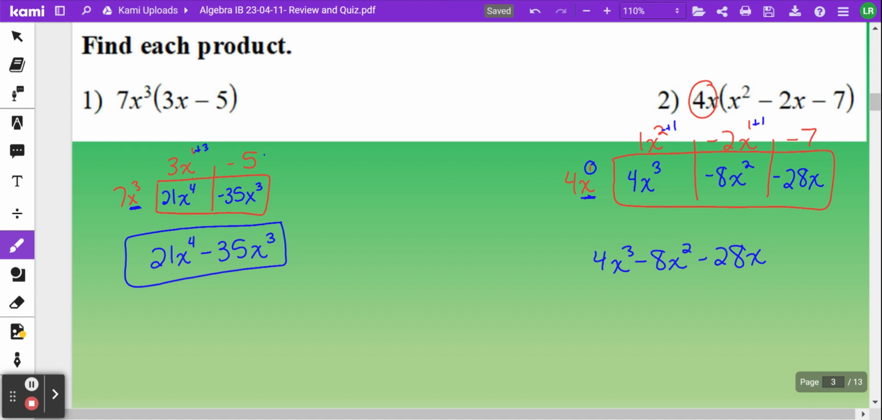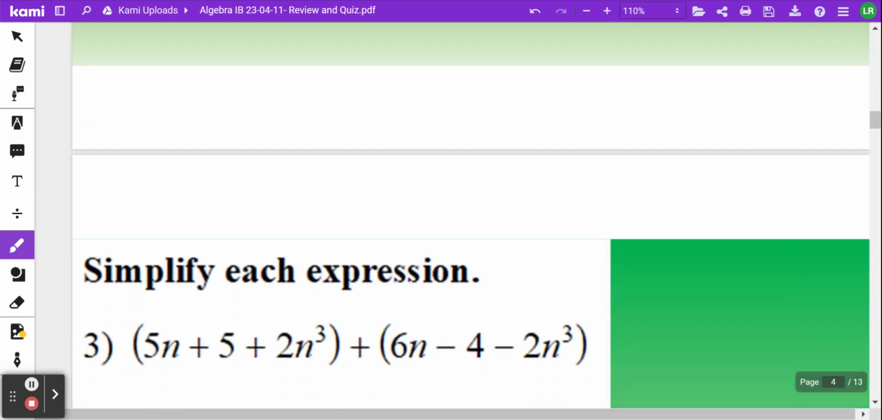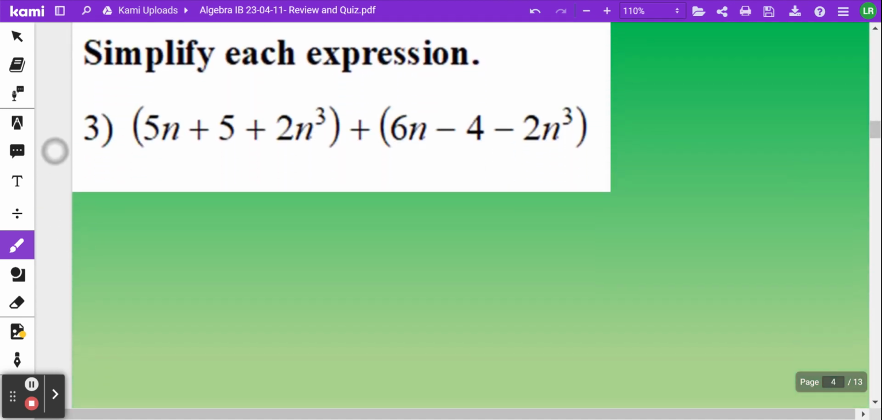Now, for the next 3, I'm going to go over the problems. Okay, I want to make sure that we're all on the same page with how to do these, and then you're going to be doing some practice on these. So let's start off with this particular one.